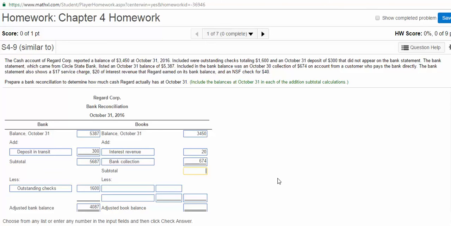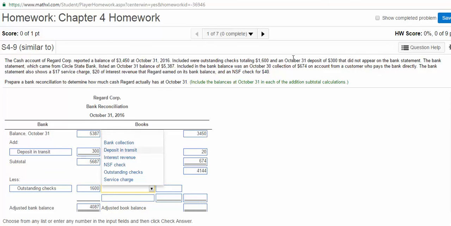As always, be sure you put a subtotal. That's $34.50 plus 20 plus 674, 4,144. Now you subtract what the bank statement is telling the books, because the books couldn't possibly know.